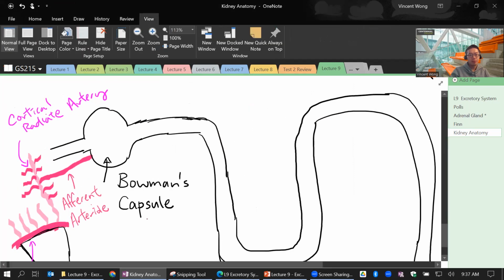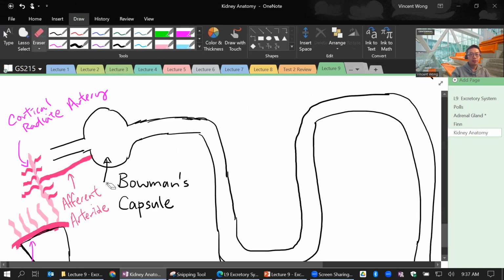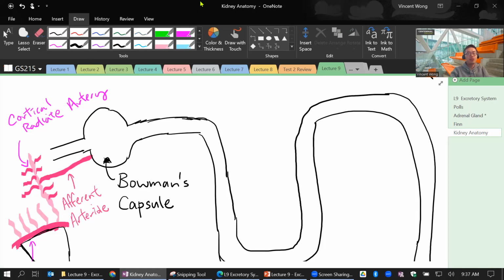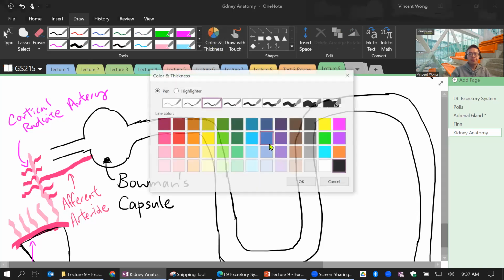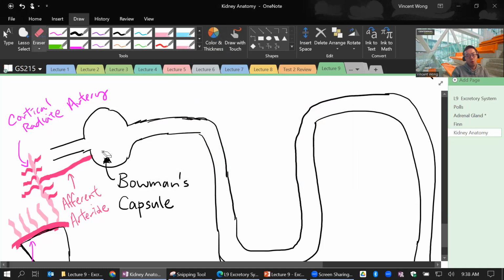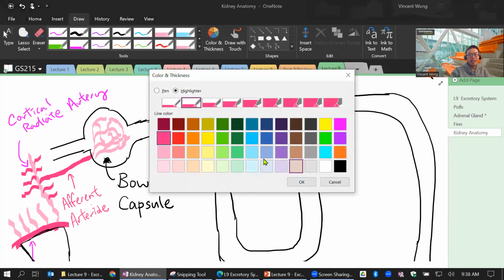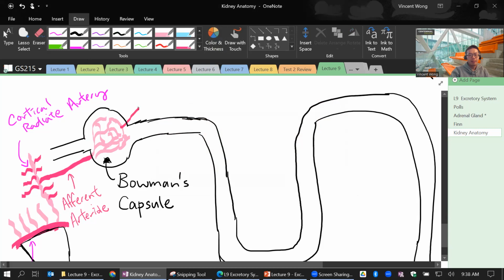Let me zoom in for you. Afferent arteriole. Okay, now pay attention to this next part. The afferent arteriole will go into the Bowman's capsule, and then it becomes a network of capillaries. Okay, so this is a capillary network like that. And then it will exit on the other end. Okay, like this.